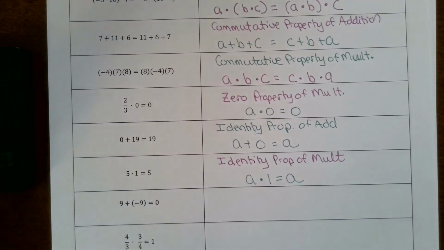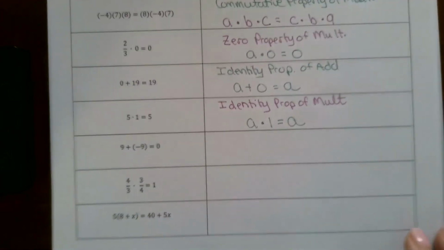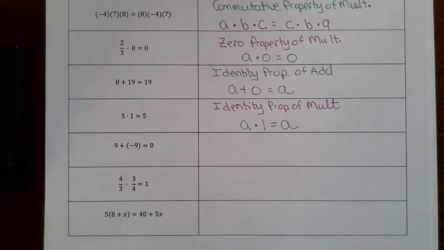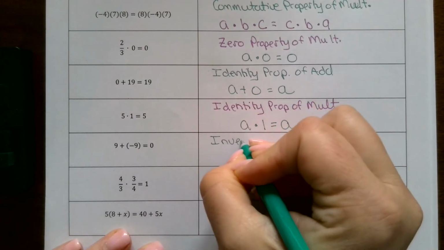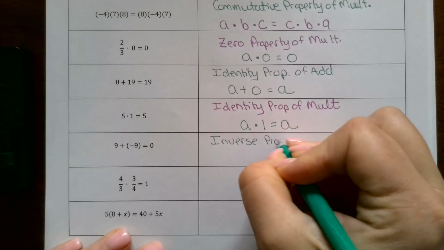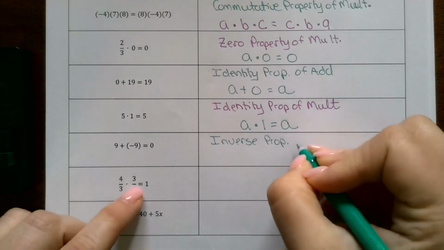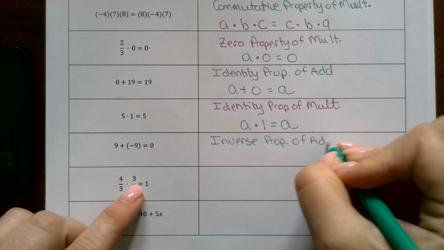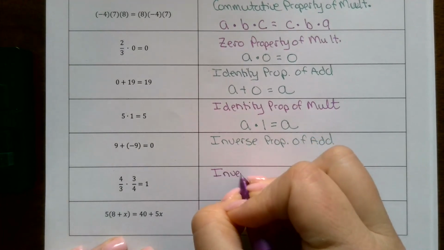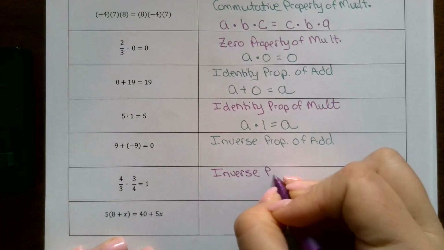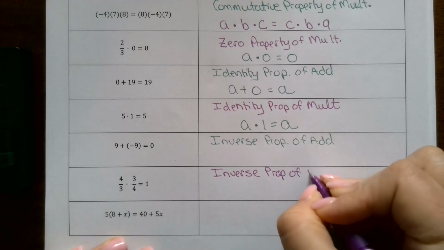My next two kind of grouping of properties are called the inverse properties. And I use the inverse properties a lot in solving equations. This is the inverse property, and I imagine you know it's of addition. And the next one is going to be the inverse property of multiplication.